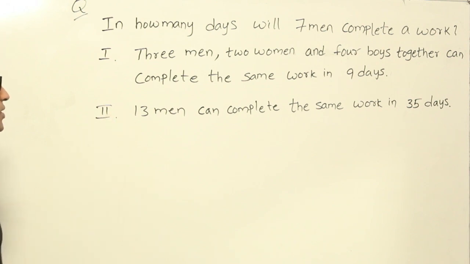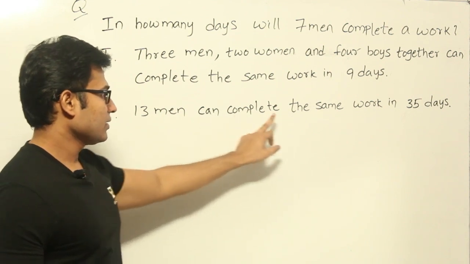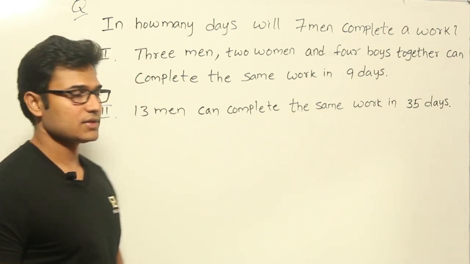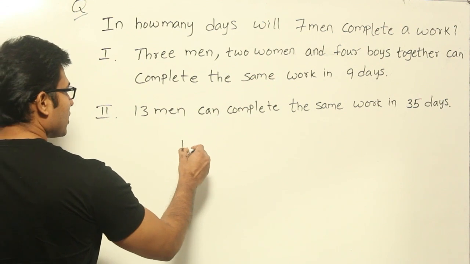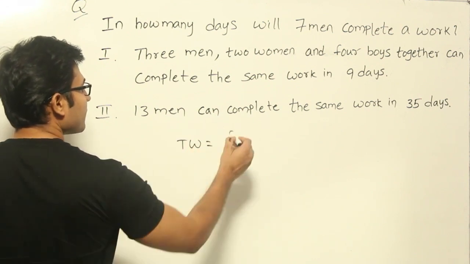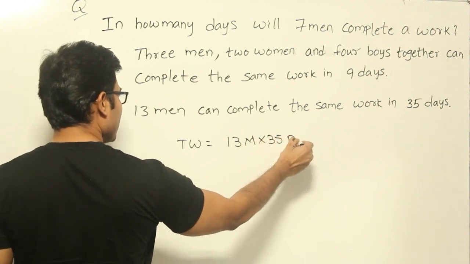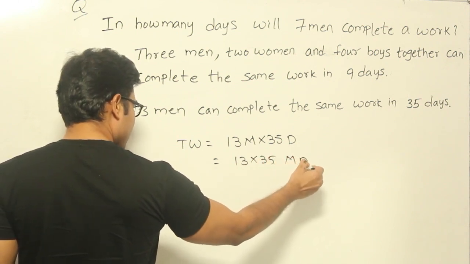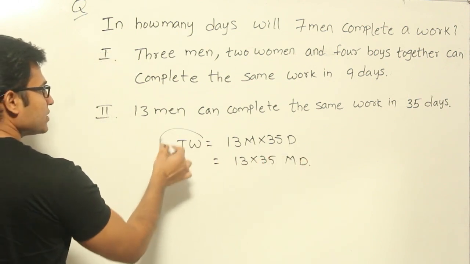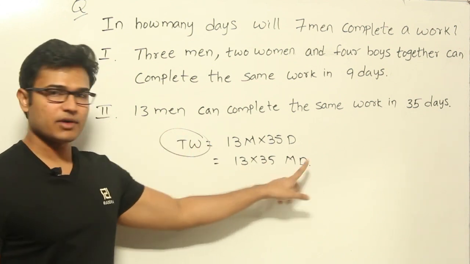Now coming to the information given in the second statement, they are saying that 13 men can complete the same work in 35 days. So by using the second one you can solve it. I'll show you how to solve it. Now the total work is going to be 13 men working for 35 days, right? Therefore it is 13 into 35 men days of effort required in order to complete this work.